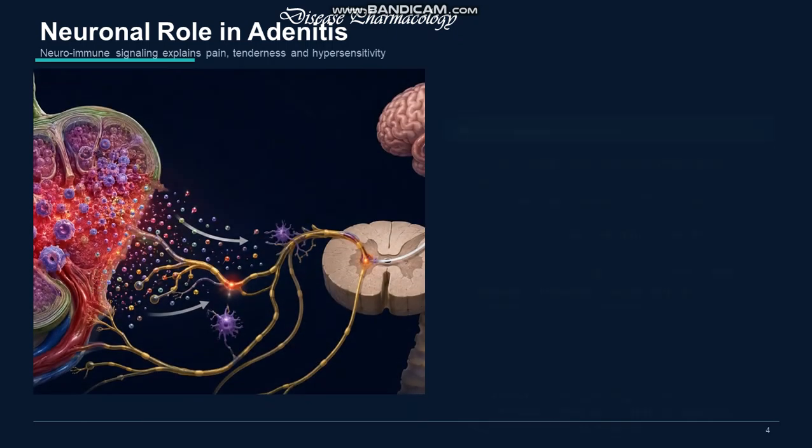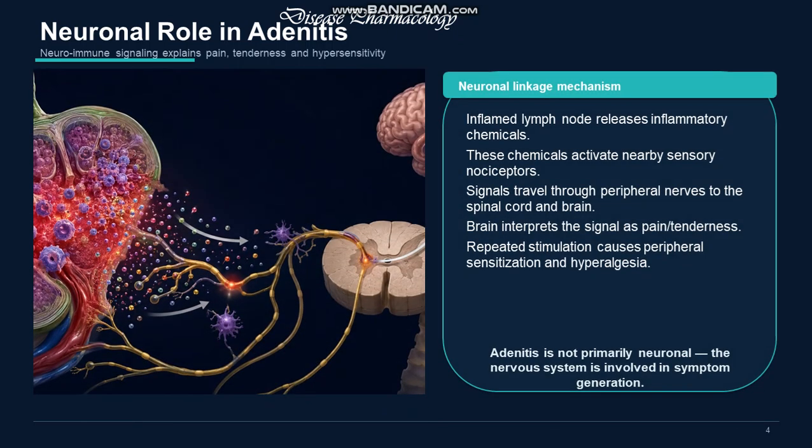Neuronal role in adenitis, that is the neuronal linkage mechanism. Inflamed lymph node releases inflammatory cytokines or chemicals. These chemicals activate nearby sensory nociceptors. Signal travels through these peripheral nerves to the spinal cord and brain. Brain interprets these signals as pain or tenderness. Repeated stimulation causes peripheral sensitization and hyperalgesia.